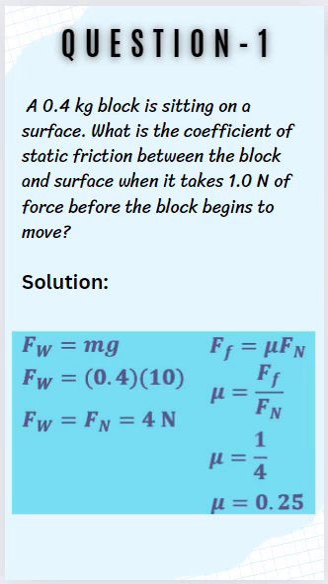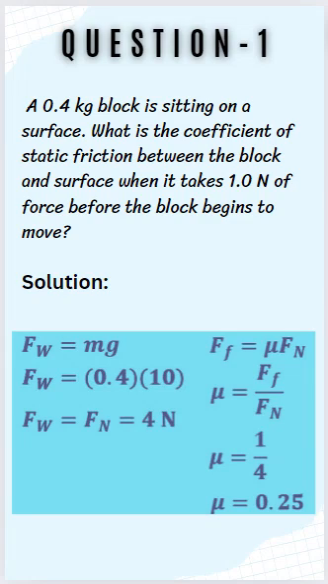In question 1, a 0.4 kilogram block is sitting on a surface. What is the coefficient of static friction between the block and surface when it takes 1.0 Newton of force before the block begins to move? Weight of the object equals 0.4 kilograms. Multiply this by acceleration due to gravity g to convert this weight into units of Newton. g is approximated to 10 meters per second squared. So weight equals 4 Newton.